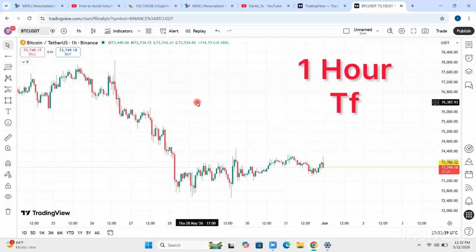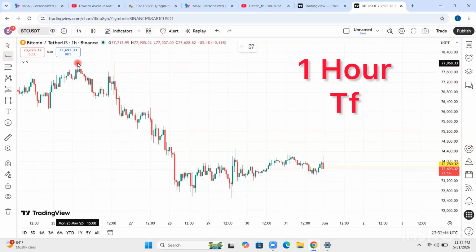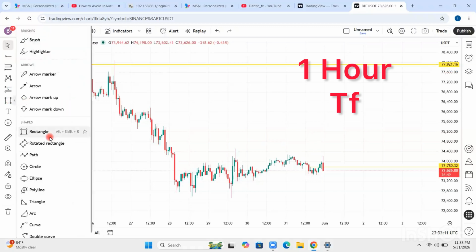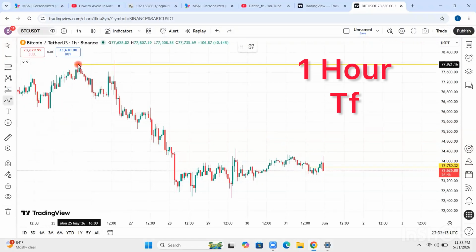So let me start from the resistance here. Let me make this line a little bit big. So as you can see, the resistance zone, we had some liquidity sweep before the market started going down.